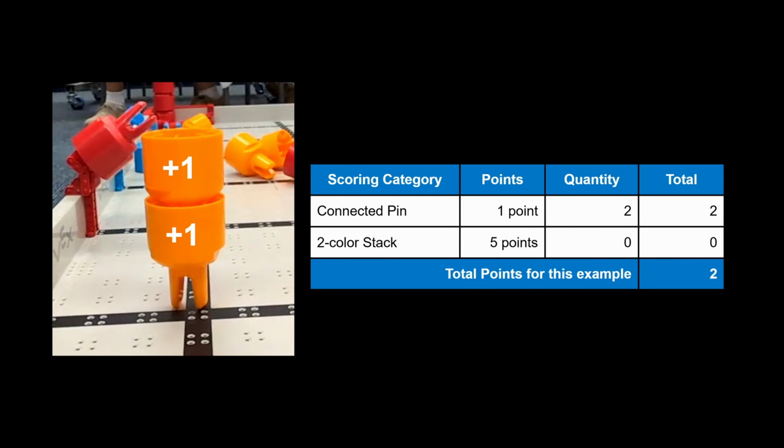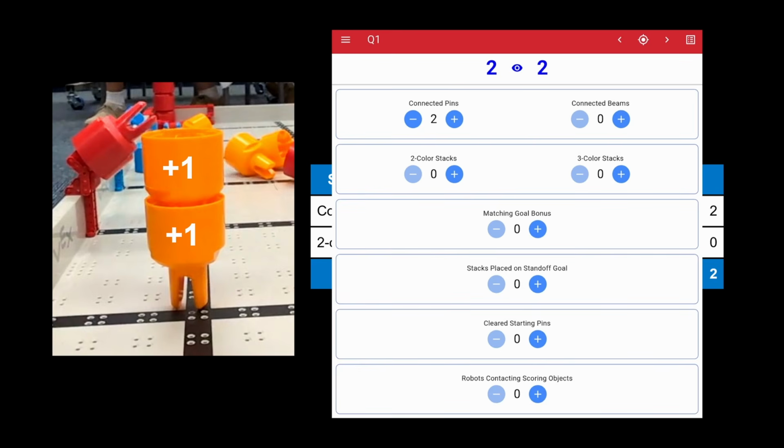Well, because we have two fully nested pins, we have two connected pins in a single color stack. So that is worth 2 points. So it's really just a two pin stack. However, I would be hard pressed to find a harder way to earn 2 points in a match. That's what it would look like. Take a look at this and tell me what you think this is worth.